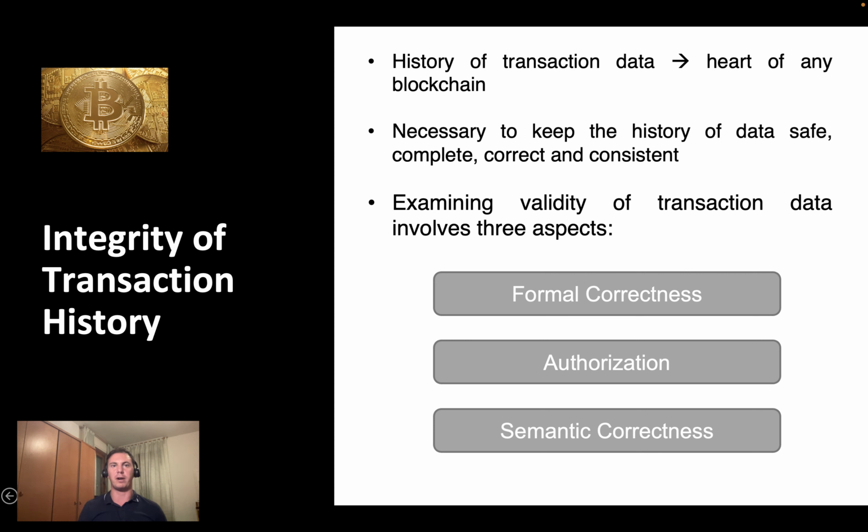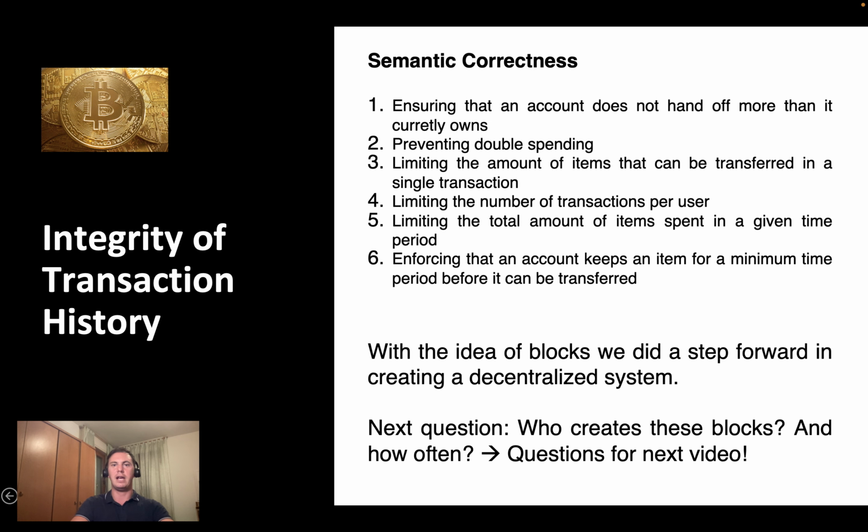The first is formal correctness. It means that the description of a transaction contains all the required data and the data is provided in the correct format. The second is authorization. Only the owner of the account who owns the assets should be allowed to advise the blockchain to execute a transaction on his behalf. And the last one is semantic correctness. The third focuses on the meaning of transaction data and their intended effect.